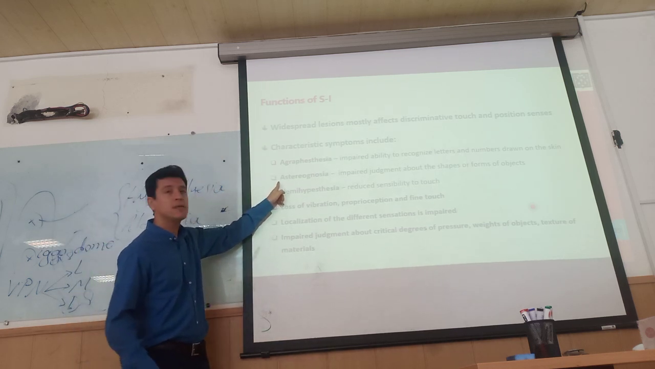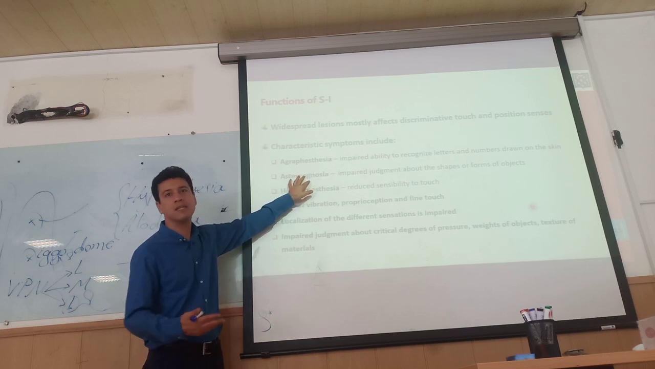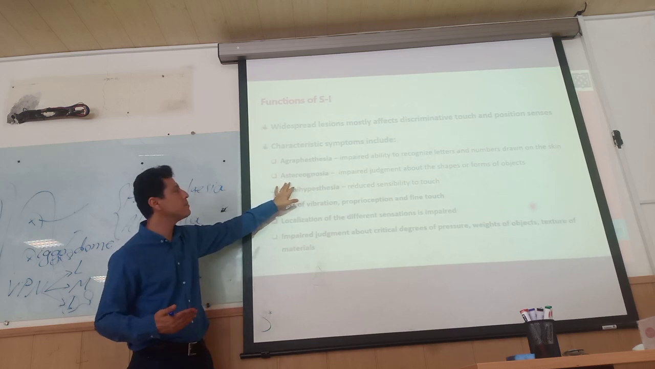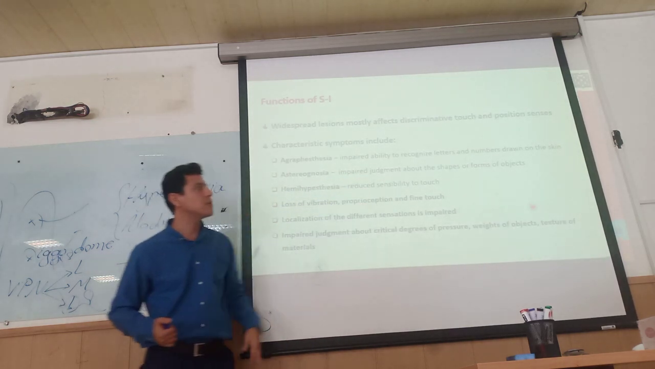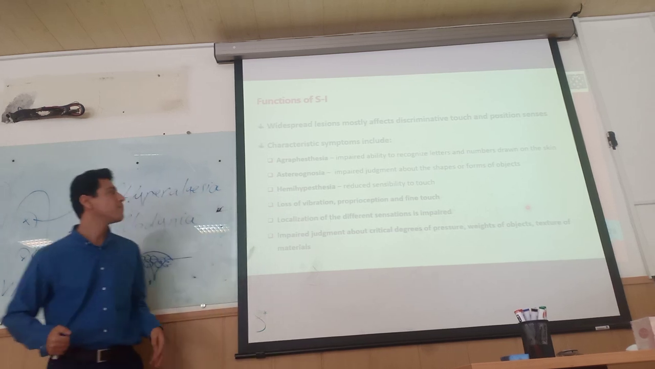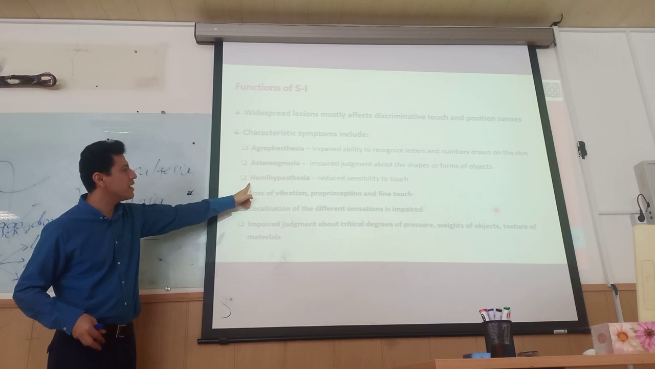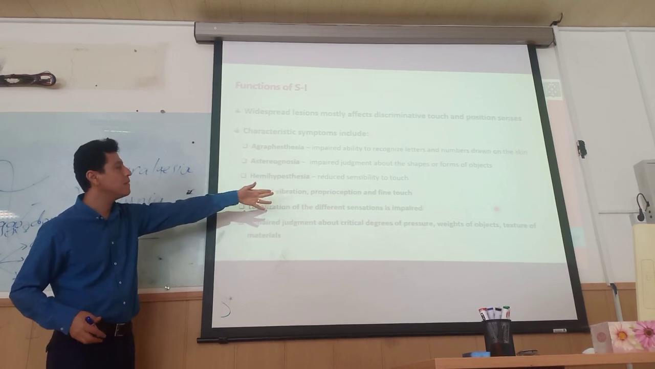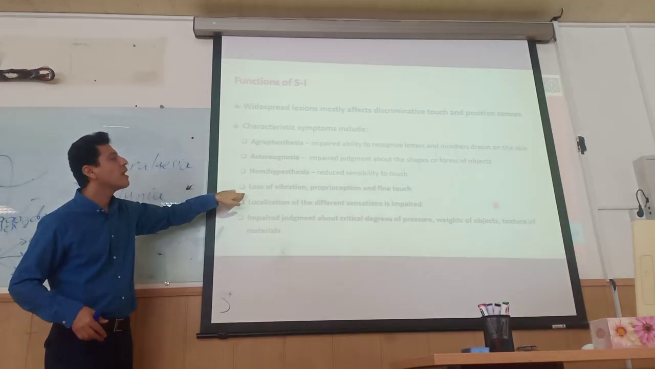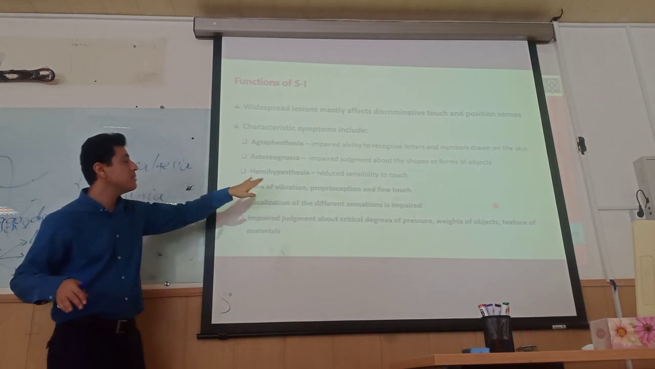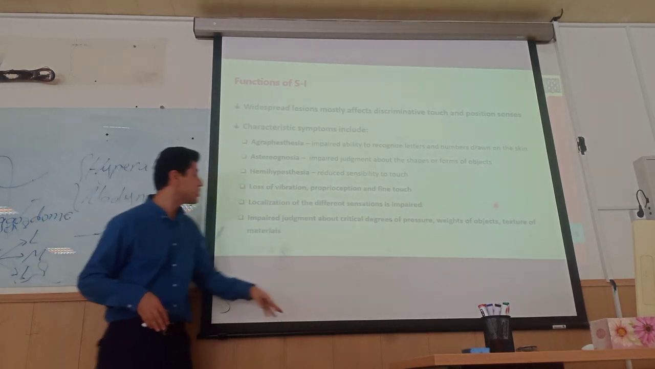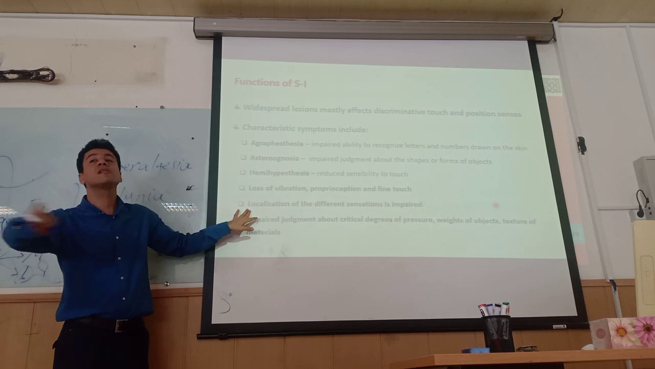So the A changes the meaning to negative, right? Astereognosis means impaired judgment about the shape or form of the object. Another condition is hemihypesthesia, reduced sensibility to touch. There are also loss of vibration, proprioception, and fine touch. Localization is lost.